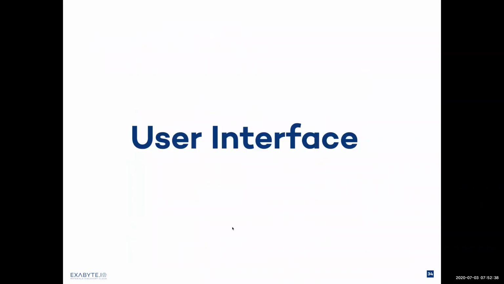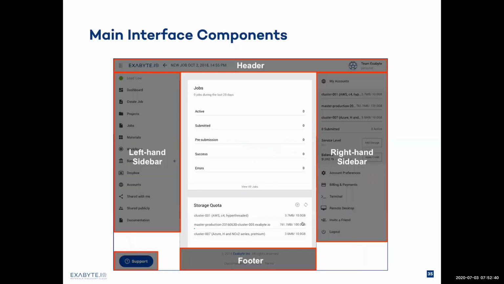Let's speak a little bit about the user interface now. And here are the basic components of the user interface. On the left, we have the left-hand sidebar. On the right, we have the right-hand sidebar. At the top, we have the header. And there is a footer at the bottom and the support widget.